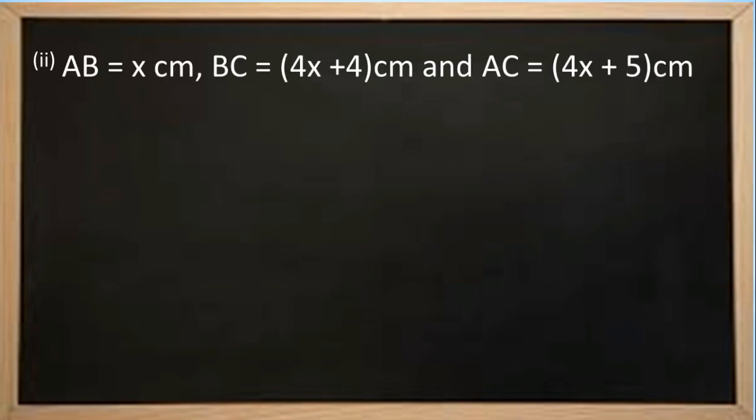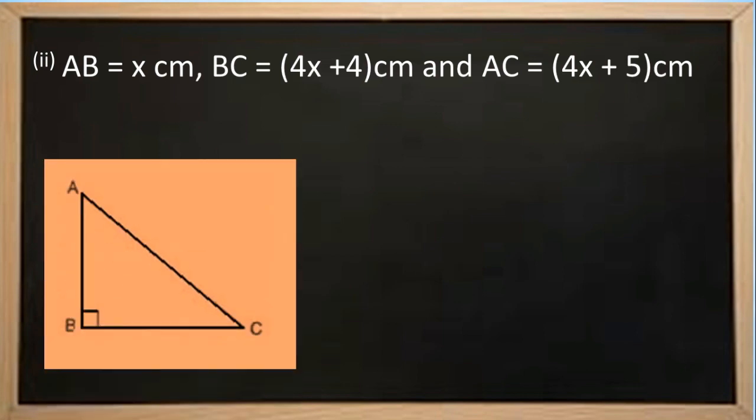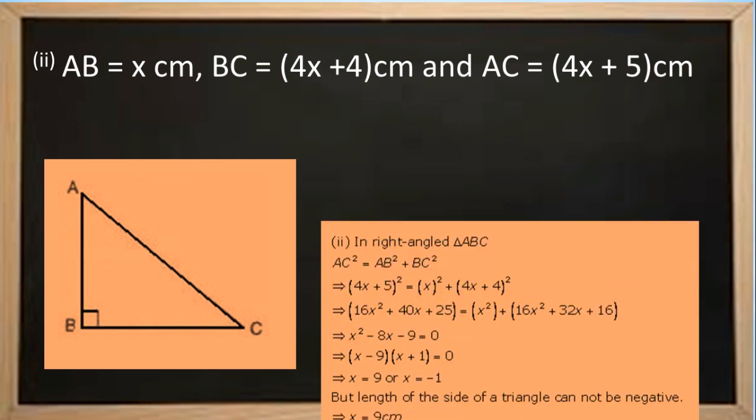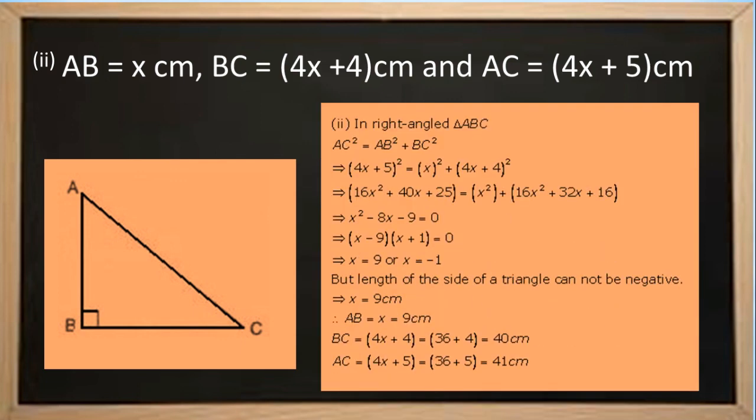And in sub question 2 also, the values are given. AB is x, BC is 4x plus 4 and AC is 4x plus 5. The diagram is given only for reference, children. You can avoid the diagram also, but if you draw the diagram, it is easy to identify which side is the hypotenuse. As angle B is 90 degrees, AC is the hypotenuse, hence AC square is equal to AB square plus BC square. Substitute AC as 4x plus 5, AB as x and BC as 4x plus 4. Find out its square by applying the identity.